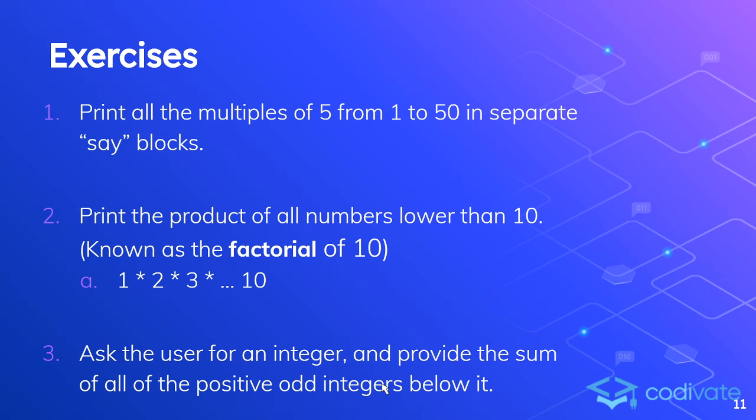The first exercise is to print all the multiples of 5 from 1 to 50 in separate say blocks. Then, print the product of all numbers lower than 10. That's also known as a factorial of 10. An example is the factorial of 10 being 10 times 9 times 8 times 7 times 6 times 5 times 4 times 3 times 2.